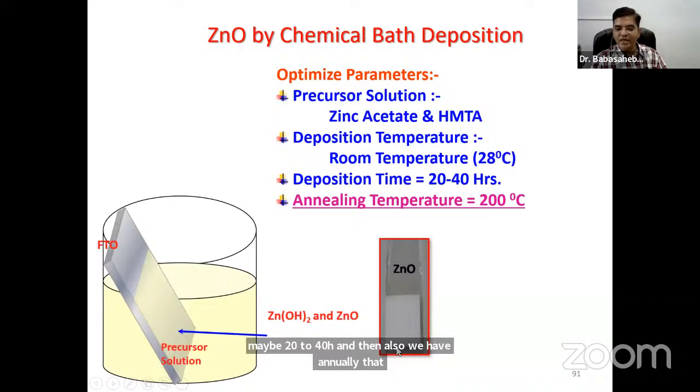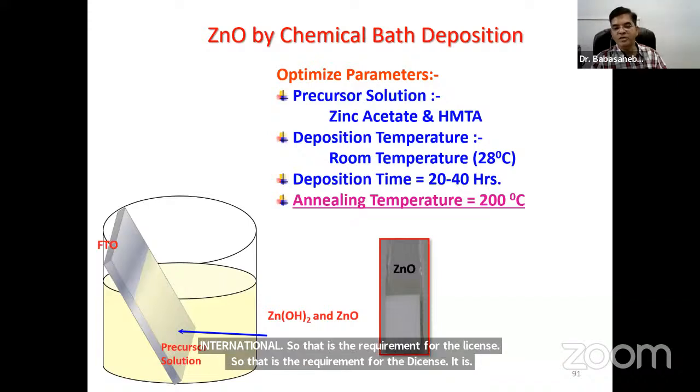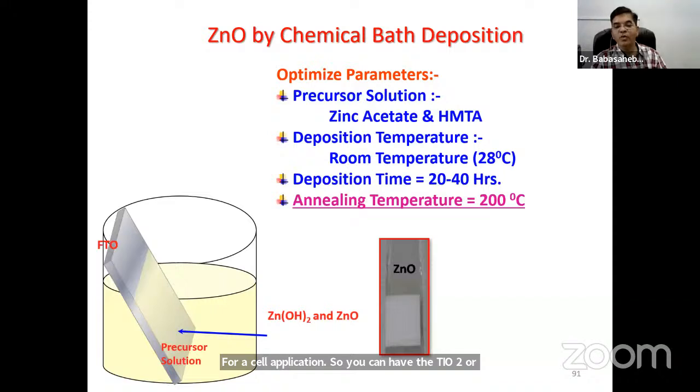And here you can get a clear idea that zinc oxide, whenever you make it on the FTO, is white in color. White in color means what? It should have a band gap greater than 3 electron volts. That is the requirement for dye-sensitized solar cell application. Whether you use TiO2 or zinc oxide, it should be a wide band gap material, with interconnection of the nanoparticles. That is the most important aspect.